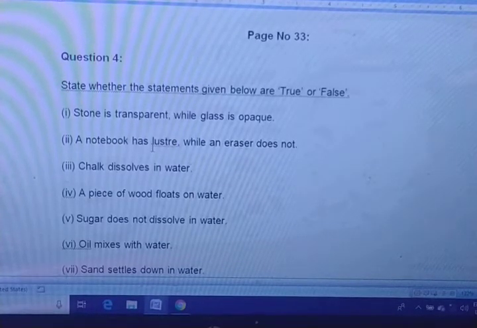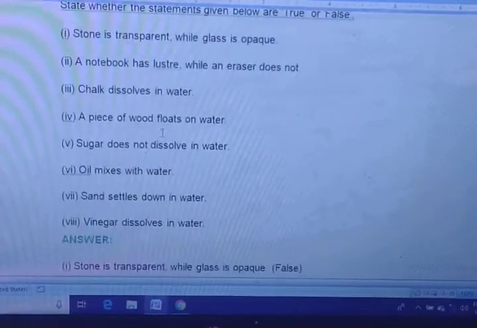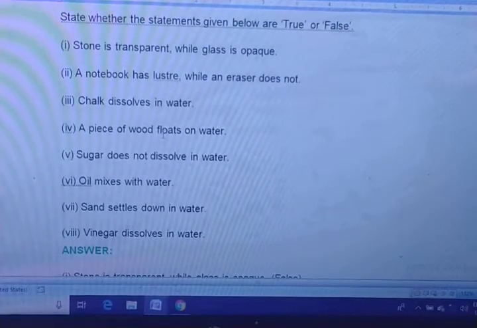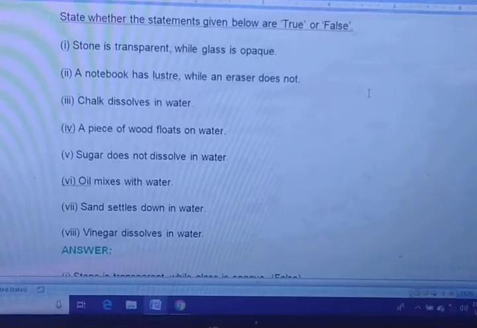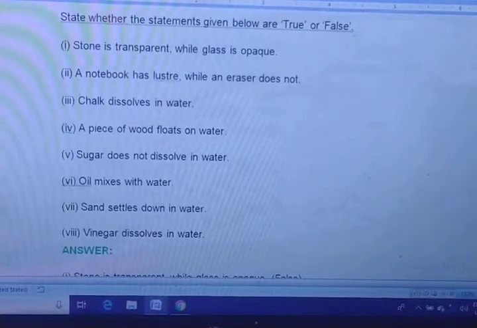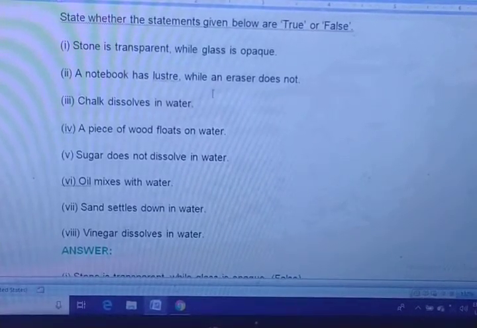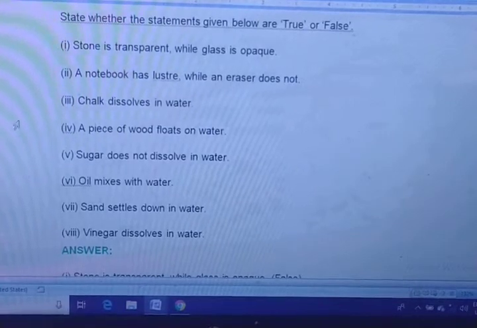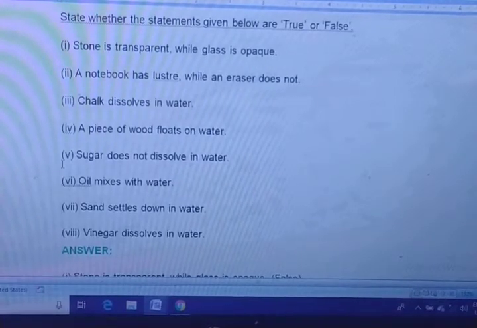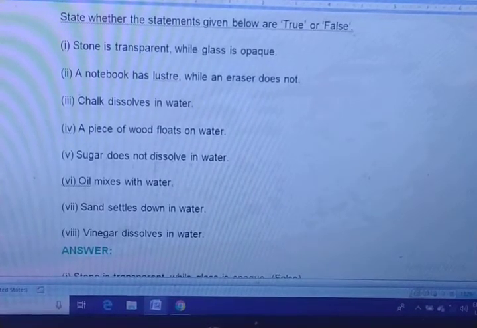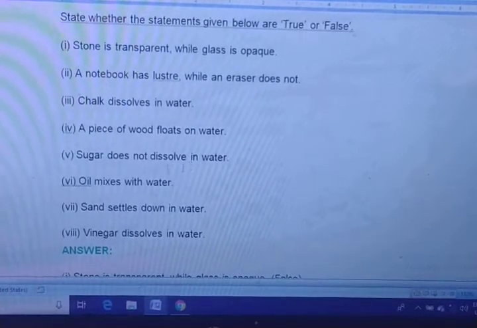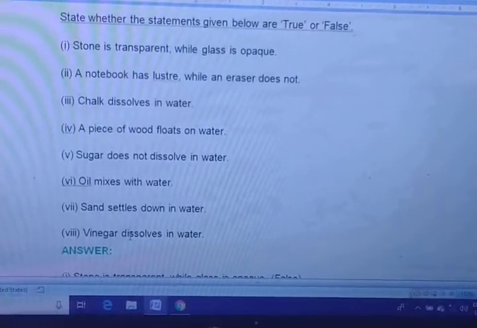Here there are a total of 8 to 9 questions. You can see here 8 questions are there. Okay, so first question, stone is transparent while glass is opaque. Second question, a notebook has luster while an eraser does not. Chalk dissolves in water. A piece of wood floats on water. Sugar does not dissolve in water. Oil mixes with water. Sand settles down in water. Vinegar dissolves in water. All these questions' answers I have written, no need to worry.